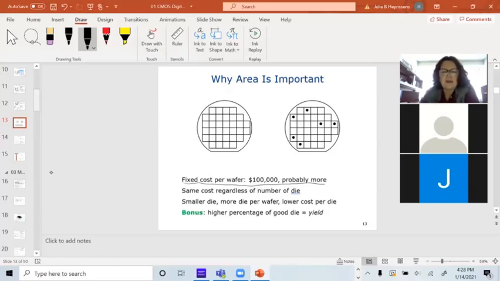I've got the same cost depending upon how many squares I break this down into. If the die, and the die is the little square right here, if each die is smaller, I can put more of them on the wafer. I can get a lower cost per die.